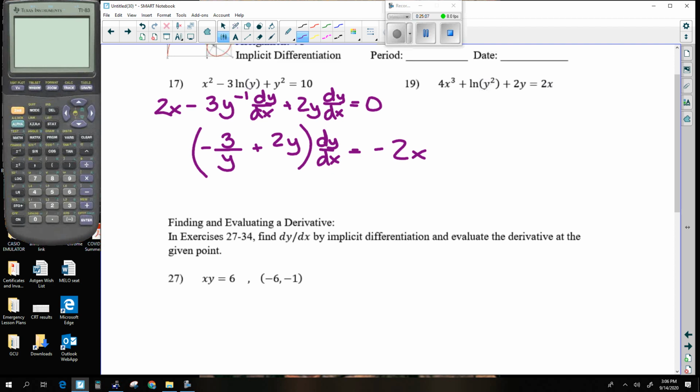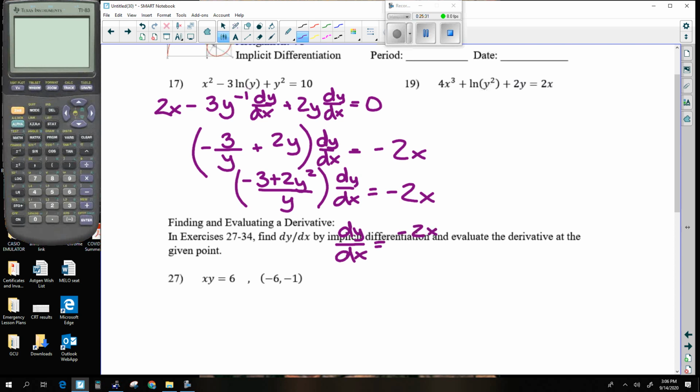One quick cleanup. Then divide. So dy dx is equal to negative 2x over y. The bottom comes up and the top goes down.